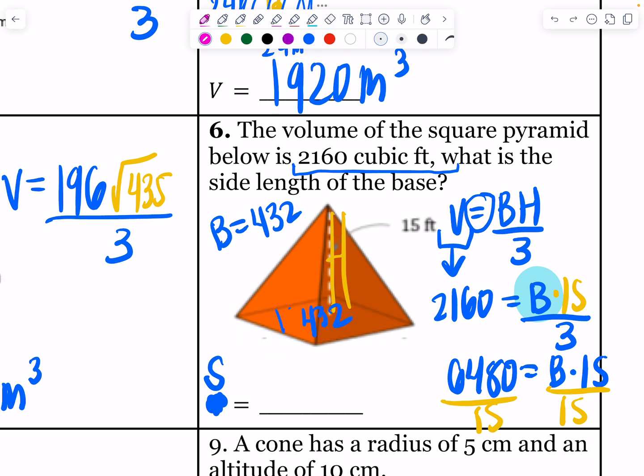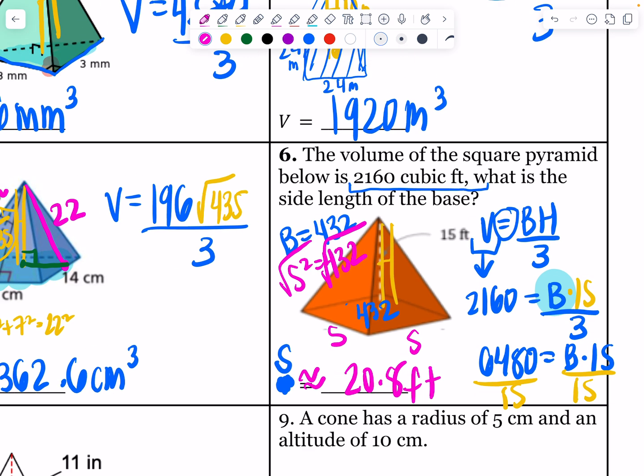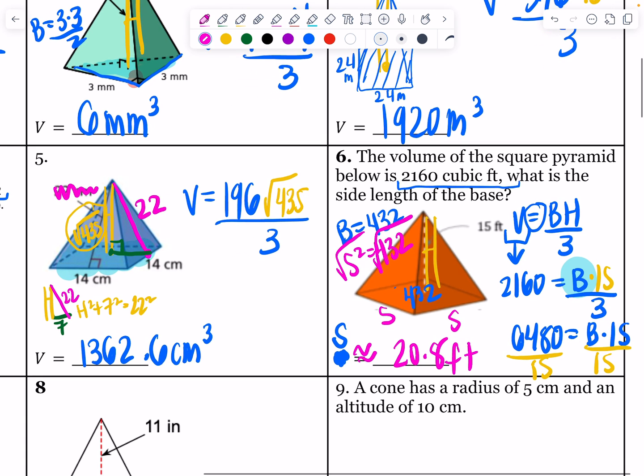So what is the side length going to be? Well, this is a square, right? So it's going to be S by S. And so if we want to define that, S squared is equal to 432. So what is S going to be equal to? The square root of 432. If I rounded that, we're going to say approximately 20.8. What are my units? My units are in feet. So we were able to find a side length because that was a square pyramid.